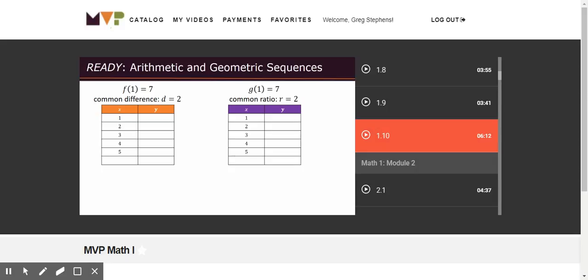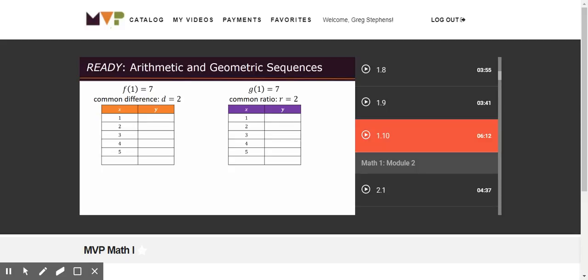For each set of sequences, find the first 5 terms. Then compare the growth of the arithmetic sequence and the geometric sequence. Which grows faster? When? For the first example, our arithmetic sequence has a first term of 7 and a common difference of 2. Our geometric sequence also has 7 as the first term and has a common ratio of 2. We need to start by finding the first 5 terms of each sequence.